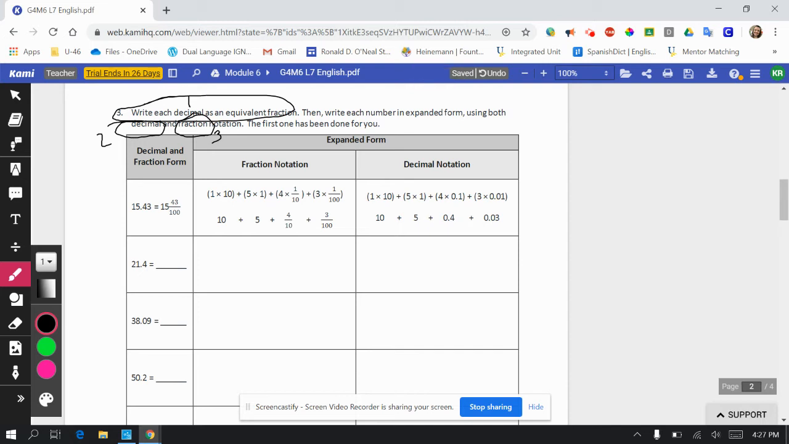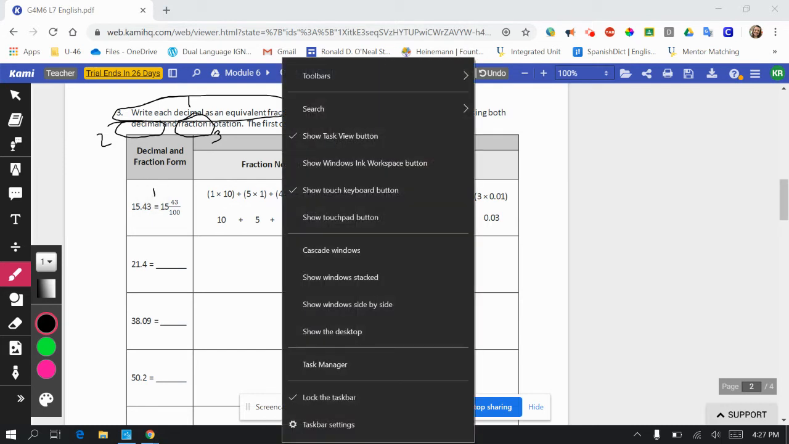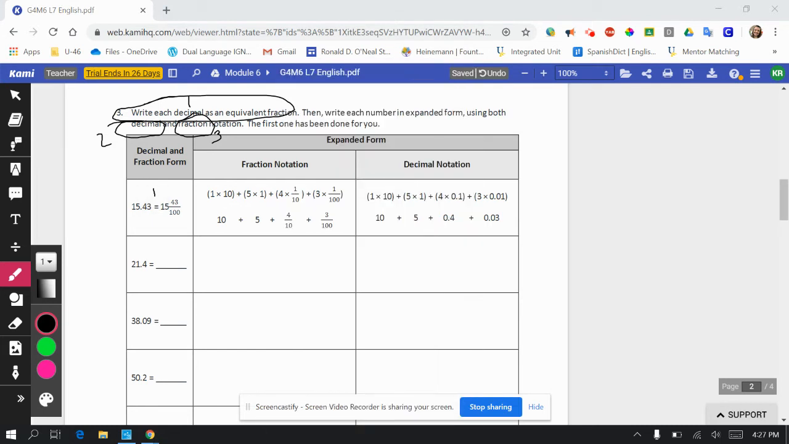Really nice that they have an example for us. So here's where we can see step 1. Here's where we can see step 2, decimal notation, and here's where we can see step 3, fraction notation. Let's go ahead and take a look at 21.4. I can write that as 21 and 4 tenths. The 4 here is in the tenths place, which is why I write it with a fraction, 4 tenths.